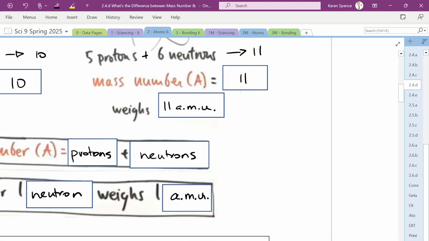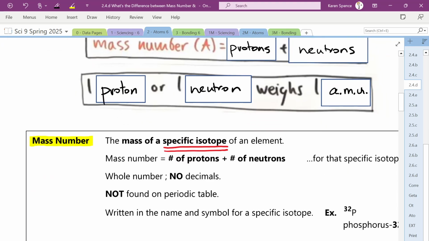Yes? So mass number is always a whole number. No decimals. And it is the one, you're going to be filling in a bunch of charts. This is the one that's going to go in the charts. Okay, this is the one you can calculate. You can calculate this one.